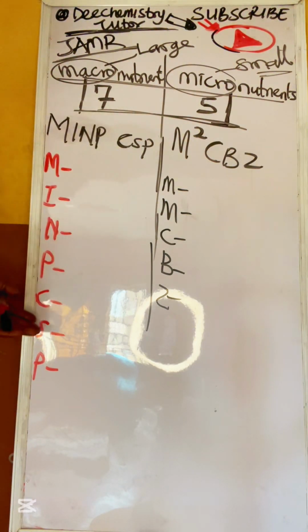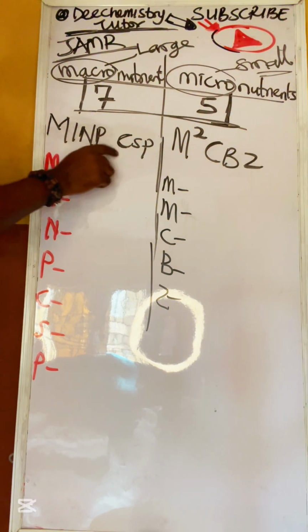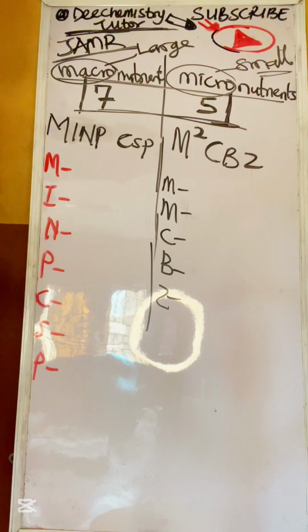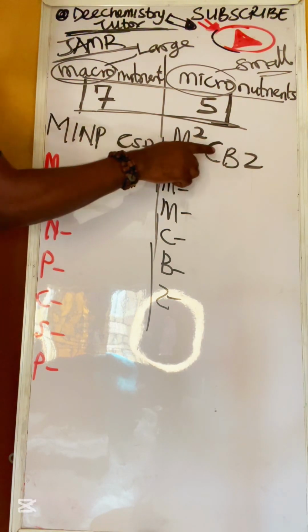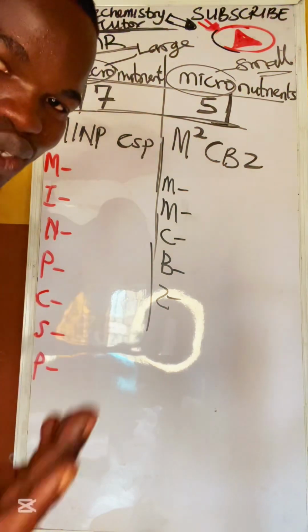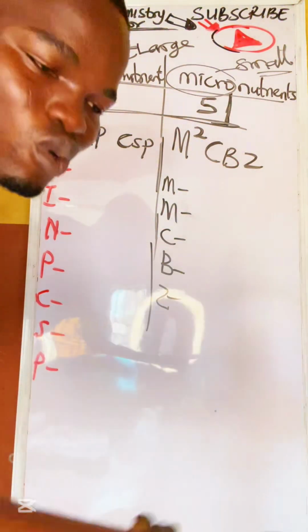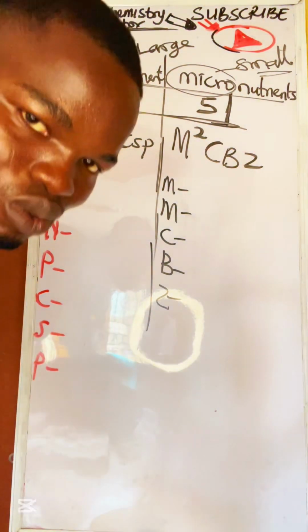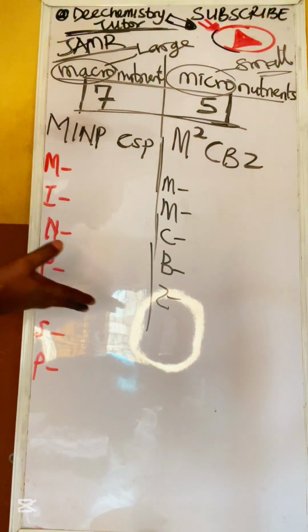But how do I know the 5? How do I know the 7? That is why this particular mnemonic is there. MIP CSP, MIP CSP, and this one is M squared CBZ. Now, the reason why you have to know this is that JAMB will ask you which of this is not a macro or which of this is not a micronutrient. That's how to teach this anyways.